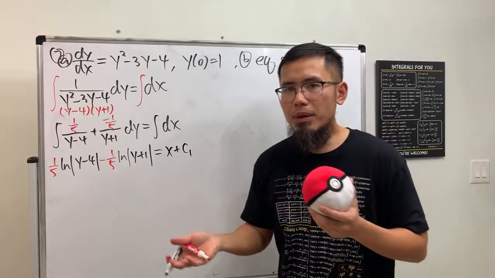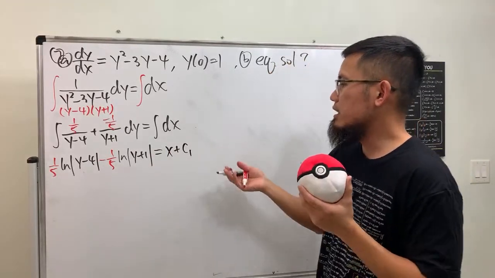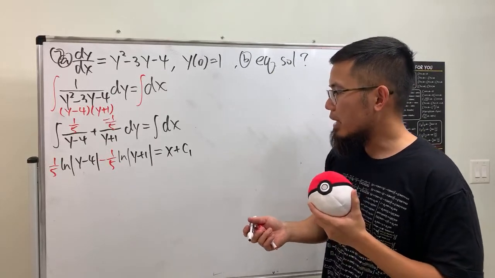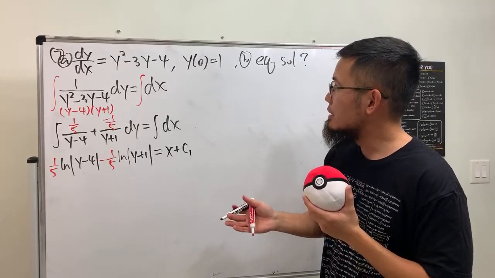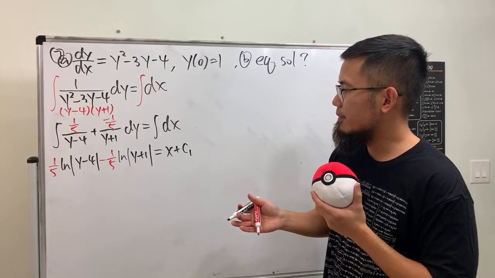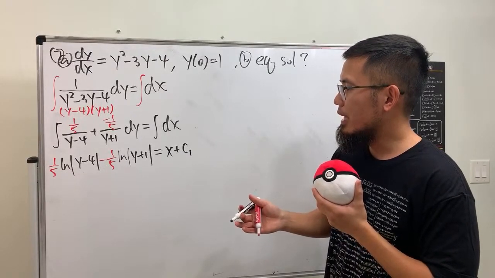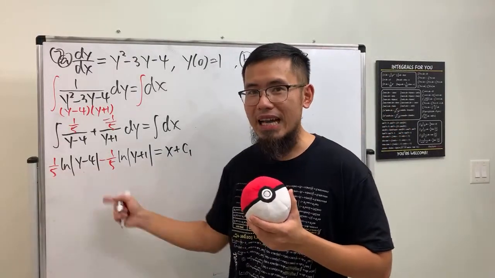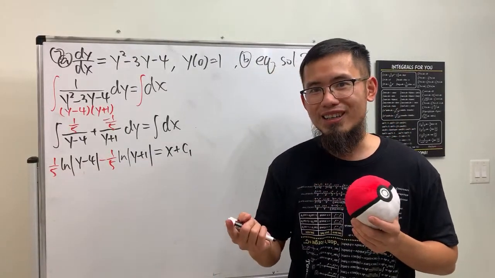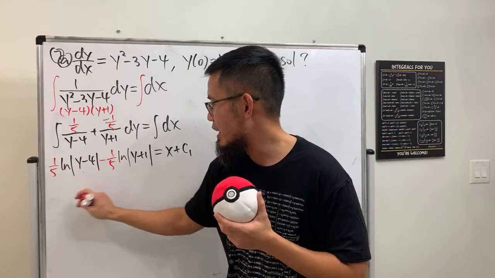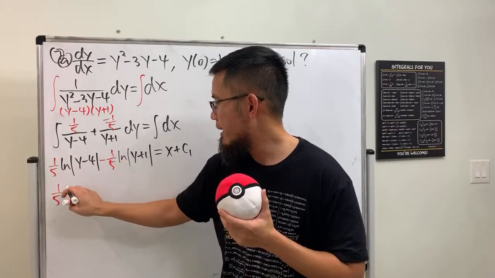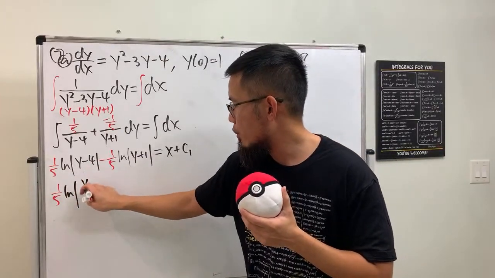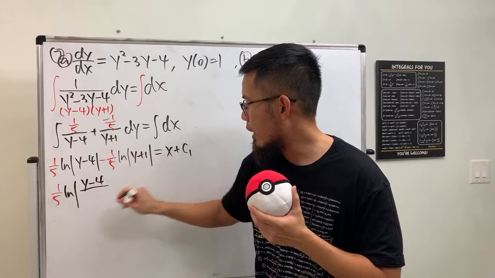And right now, you might want to just solve for the c if you would like. If that's your thing, go ahead and do that. But I think I'm going to clean things up a little bit and then I'll solve for C, yeah? So for example, this and that, we can combine it into just one natural log. So I'm going to write it as 1 over 5, natural log, absolute value, put this over that, y minus 4 over y plus 1.